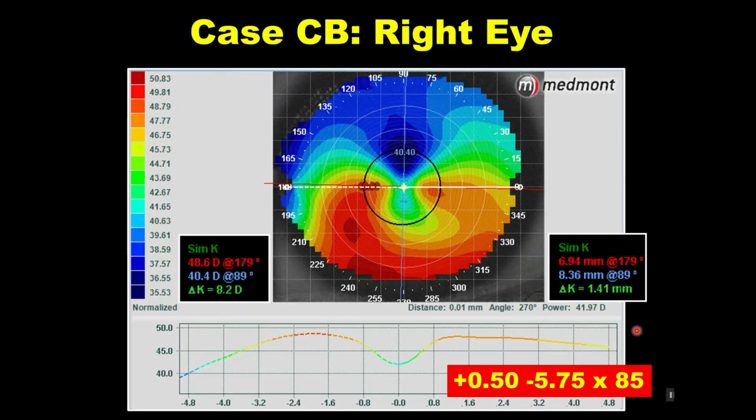Let's take another case. Here we have an axial interpretation on this pellucid marginal degeneration. And you notice the very flat K that's often associated with pellucid, the against the rule orientation of the K readings, high corneal astigmatism of 8.2 diopters or 1.41 millimeters, an incredibly high corneal astigmatism, and irregularly distributed within the pupil. So a patient not easily corrected with spherocylinder refraction.